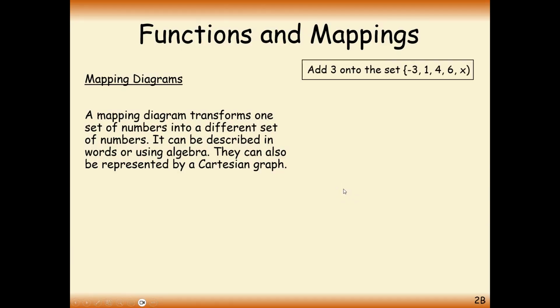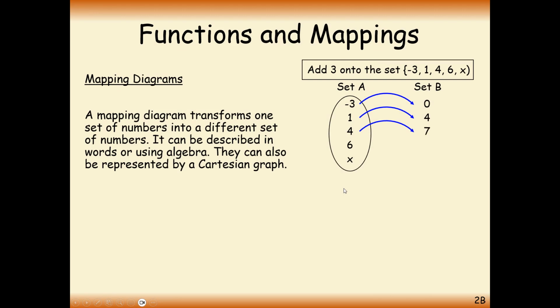Okay, let's look at the mapping diagram. A mapping diagram is basically one set pointing to another set. So we've got -3 mapped onto 0, 1 is mapped onto 4, 4 is mapped onto 7, and so on. What do you think the mapping function is? It's x plus 3.